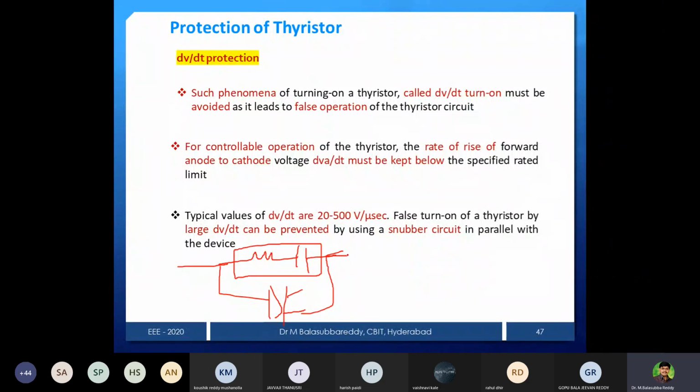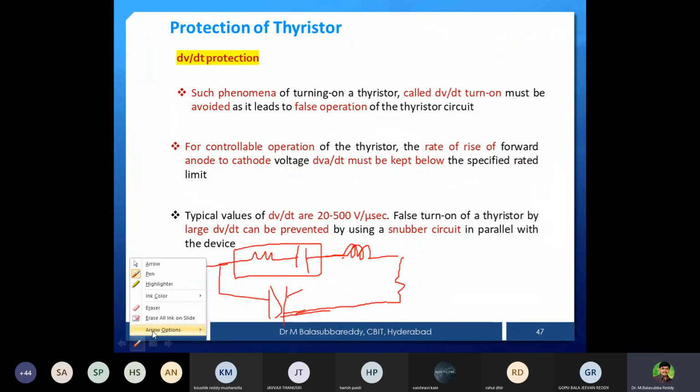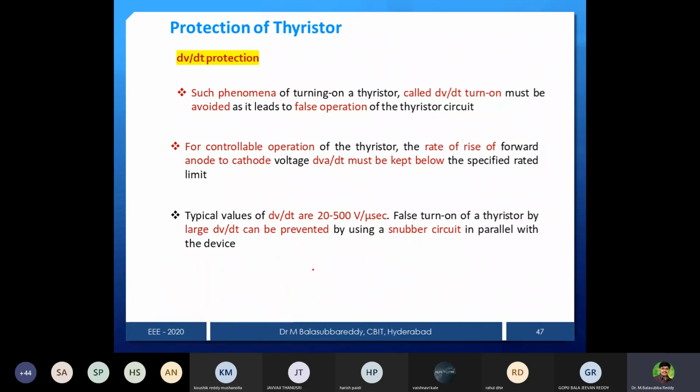And in the same setup, if you want to limit the di by dt also, you can connect one large inductor. So the connection will now be like this, and you can connect some load if you want. So this is in parallel with the device. That way we can connect the snubber circuit.